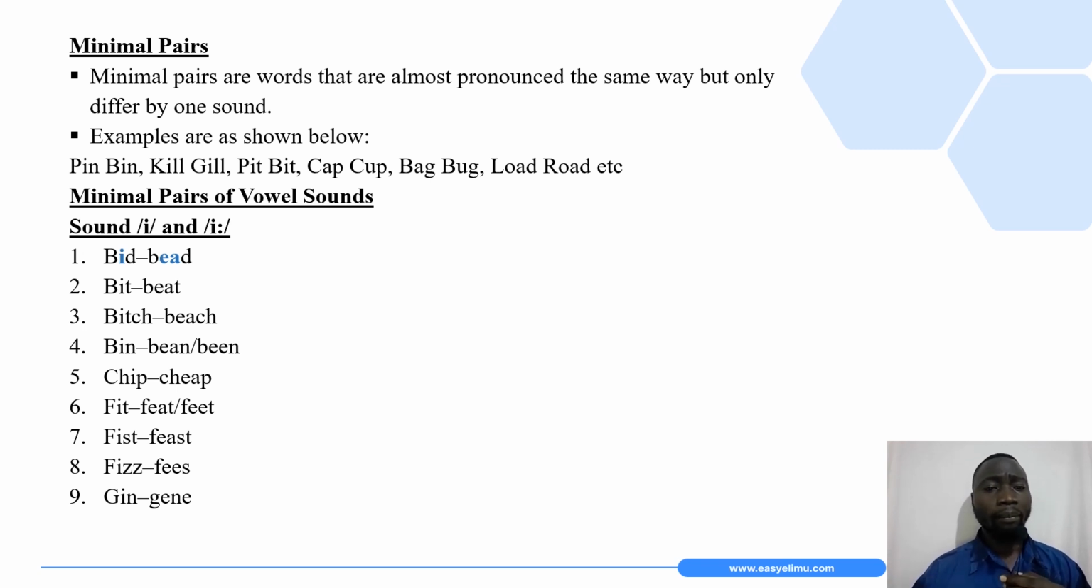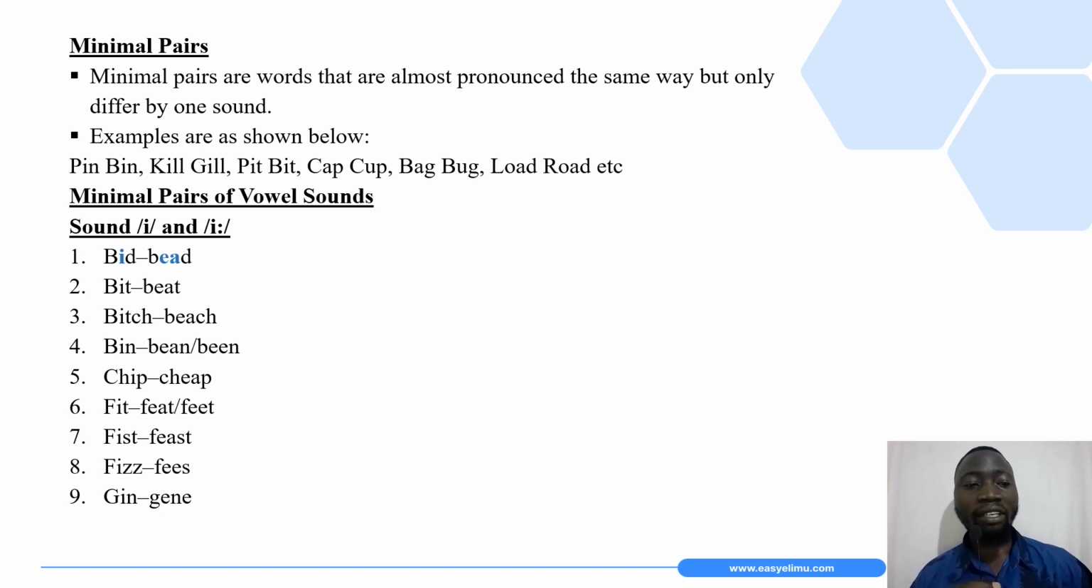So we have minimal pairs in vowel sounds, and we also have minimal pairs in consonant sounds. So how about we start by looking at the minimal pairs of vowel sounds. Under minimal pairs of vowel sounds, let us start by looking at the short vowel sound i and the long vowel sound ee. So this is seen in the examples below.